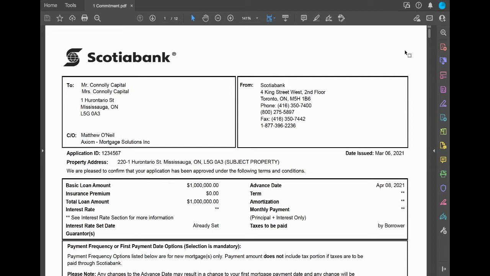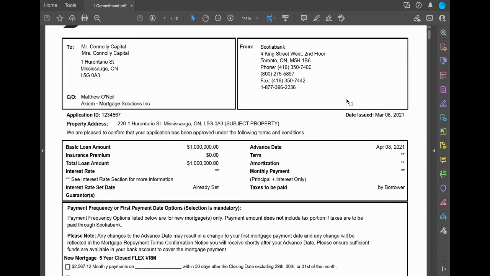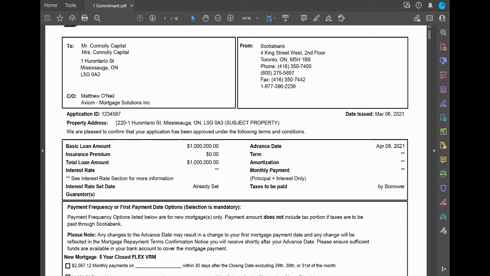This video is going to outline how to read a Scotiabank commitment. So at the top of the page, we have information on you being the borrower and your current mailing address, and we have information on Scotiabank's head office. Here's the application ID and the subject property to be mortgaged, along with the date that the commitment was issued.